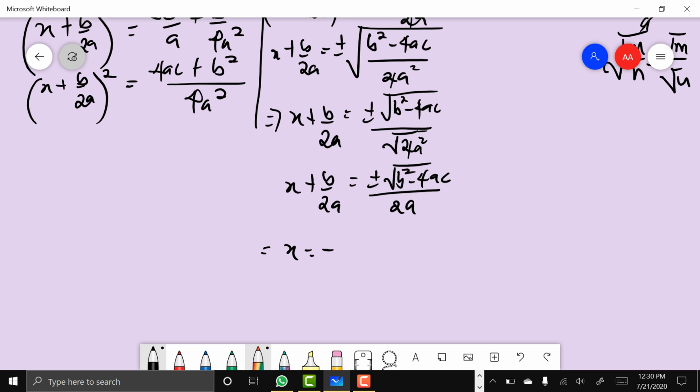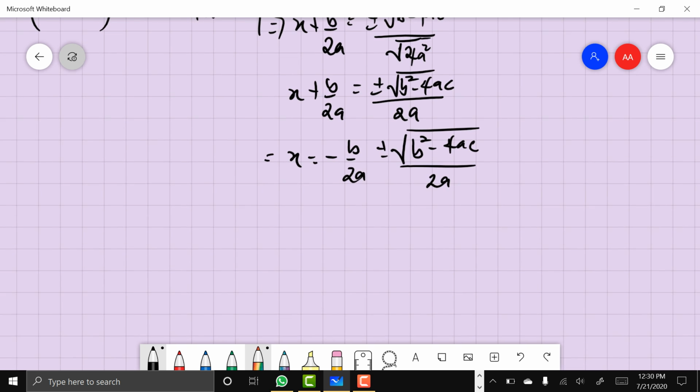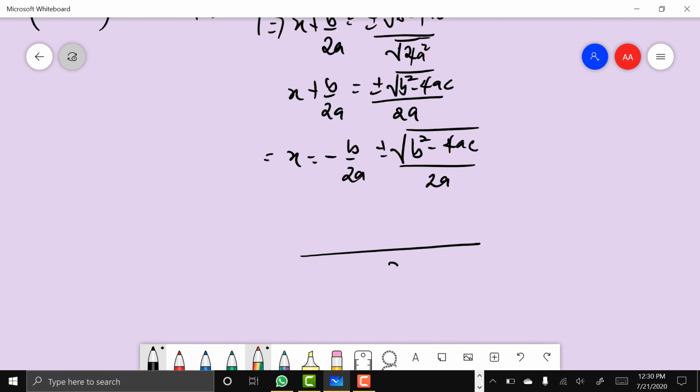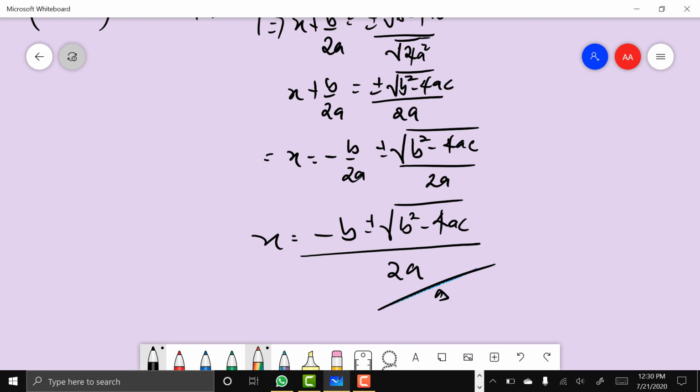So from there, what do you have? You have x equals minus b over 2a plus or minus the square root of b squared minus 4ac over 2a. So if you look for the LCM, you have 2a, then minus b plus or minus the square root of b squared minus 4ac, and you have your x equals this. And that gives us our final answer.